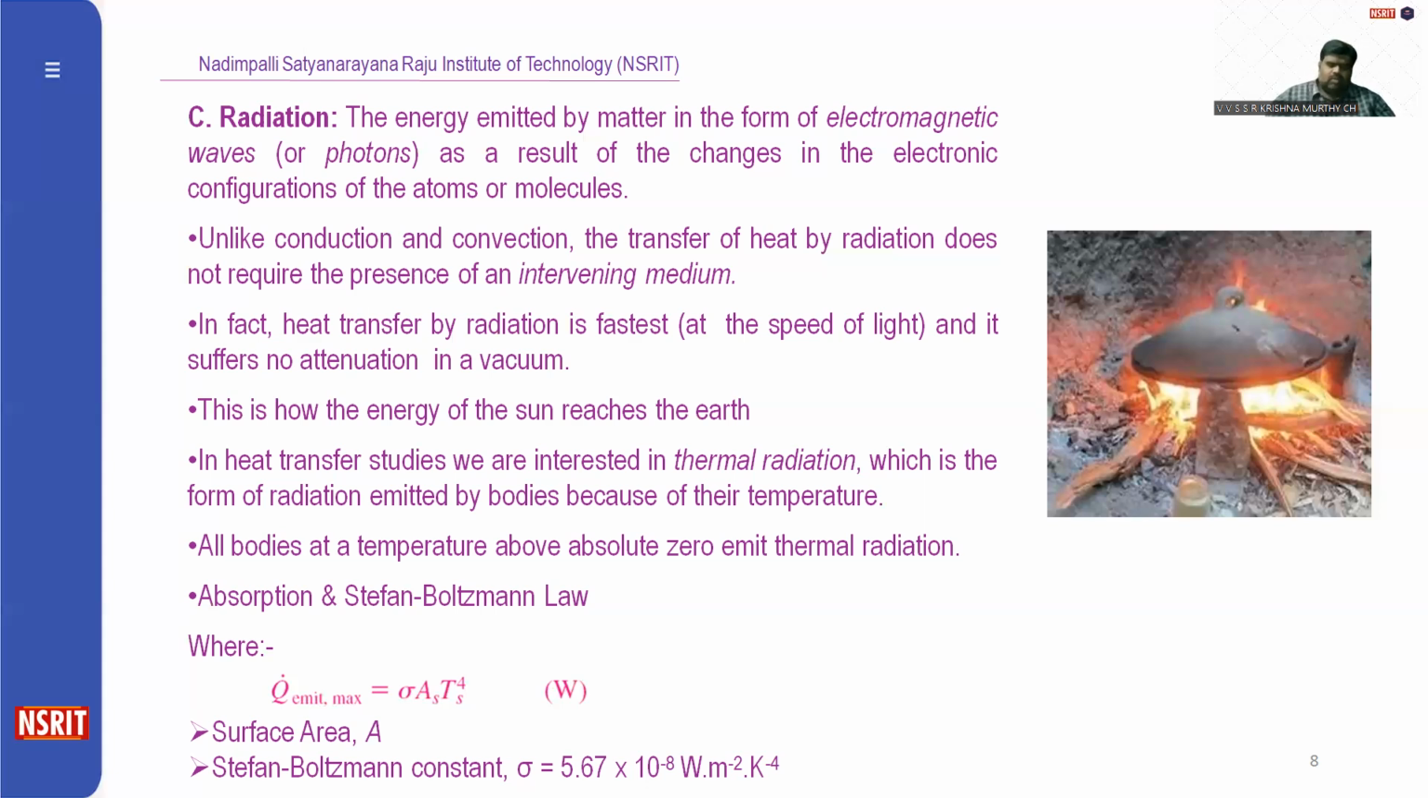For this mode of heat transfer, Stefan has given a law, called the Stefan-Boltzmann law. It states that the rate of heat transfer is directly proportional to its surface area and the fourth power of its absolute temperature. That is Q is equal to sigma A into T power 4, where sigma is called the Stefan-Boltzmann constant, and it is 5.667 into 10 power minus 8 watt per meter square Kelvin power 4.